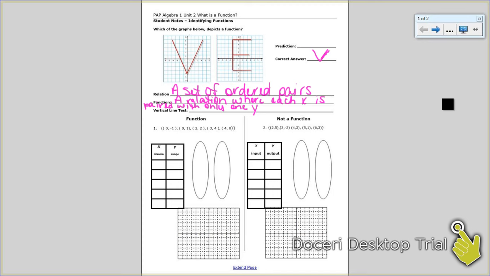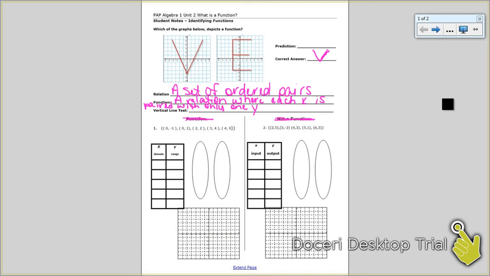A vertical line test, we're not going to write the definition down, we're just going to talk about it. A vertical line test is just a test we use to determine whether or not the graph of something is a function, and we're going to practice it so you'll see it in action. So down here on question 1 and 2, the first thing I want you to do is scratch through this word function and not a function, because they don't belong there and they're causing a problem.